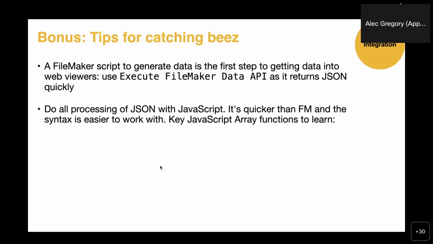That said, do all processing of JSON, so by this I mean sorting, repurposing into different objects, filtering, searching, do all that with JavaScript. Don't do it with FileMaker, because JavaScript has an uncomplicated relationship with JSON. FileMaker does not. FileMaker is doing its best with JSON, but I think we'd all agree that it's not the most performant or straightforward part of the platform.